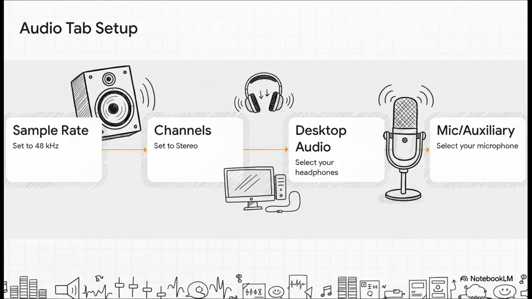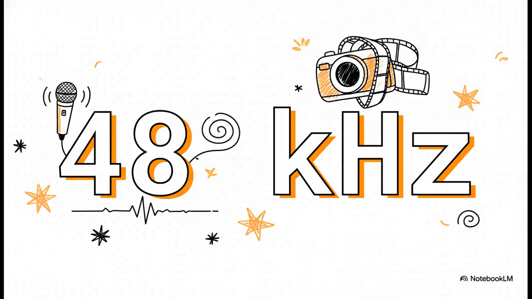We'll set the sample rate to the industry standard, make sure our channels are on stereo, and then, this part is super important. We have to tell OBS where to listen. Make sure your desktop audio is set to whatever you're listening with, like your headphones, and double-check that your microphone is correctly selected. And for that sample rate, you're going to want to choose 48 kHz. This is the professional standard for high-quality digital audio and video. It just makes sure your sound is captured with all the detail and clarity it really deserves.